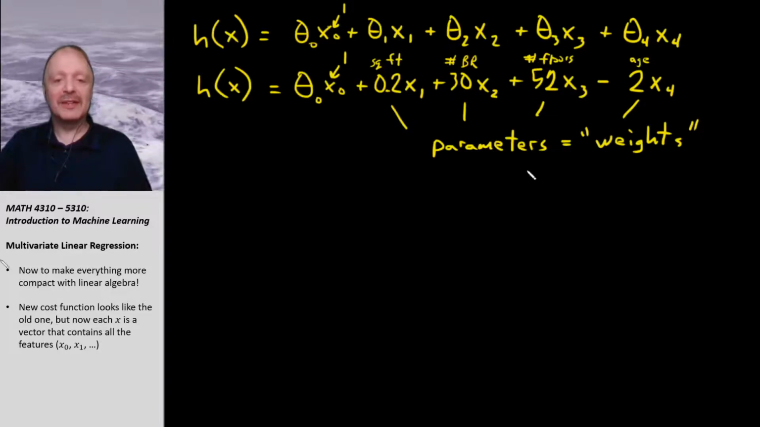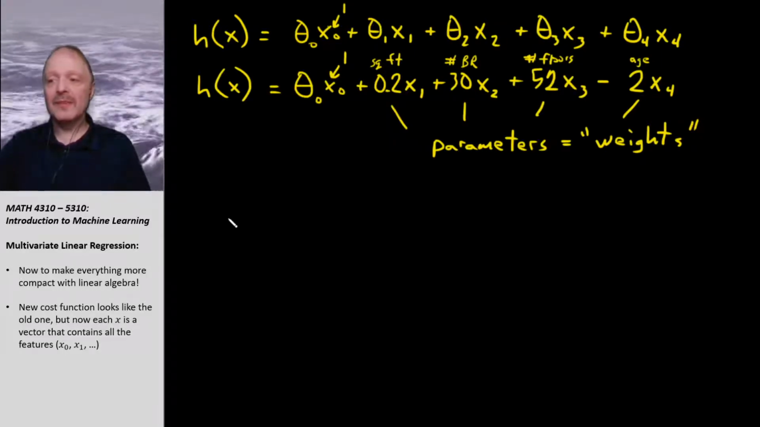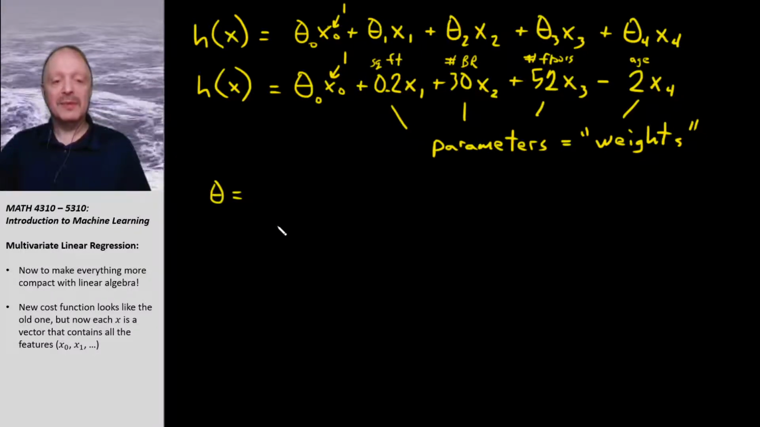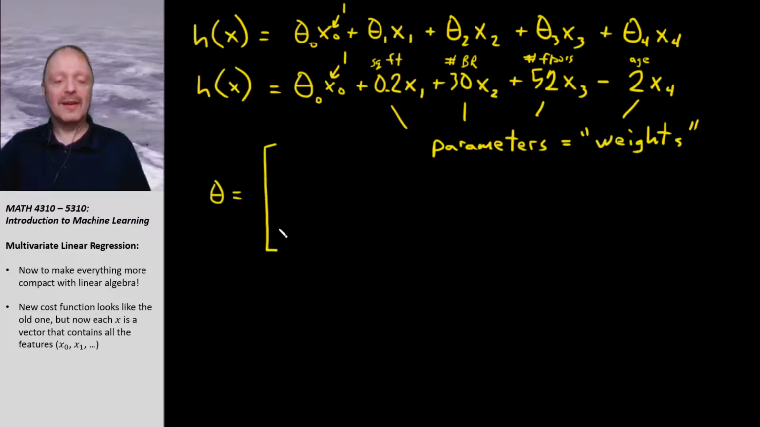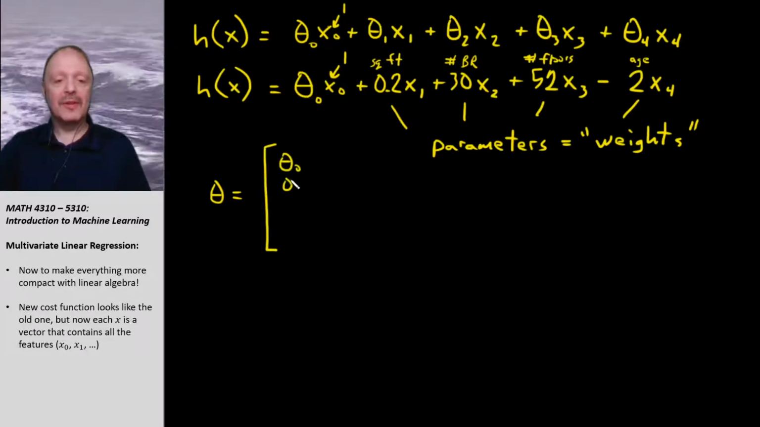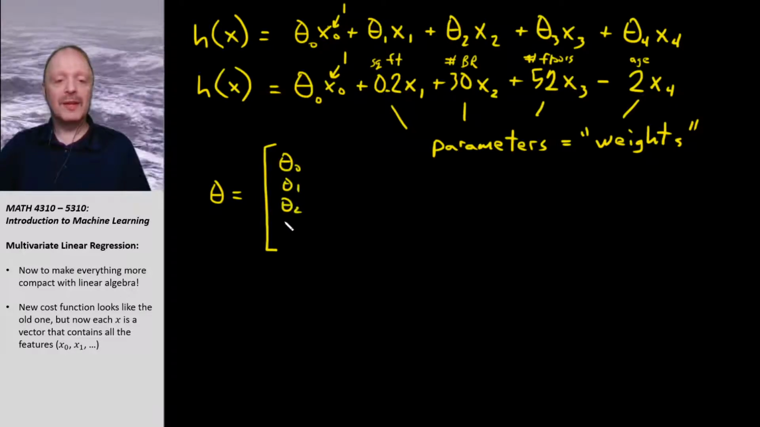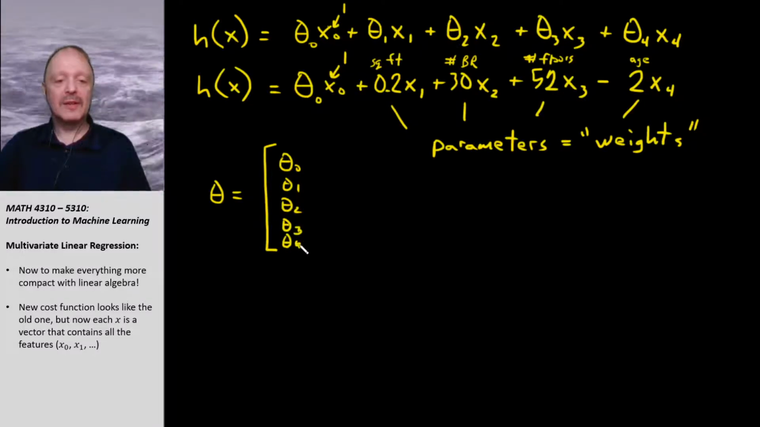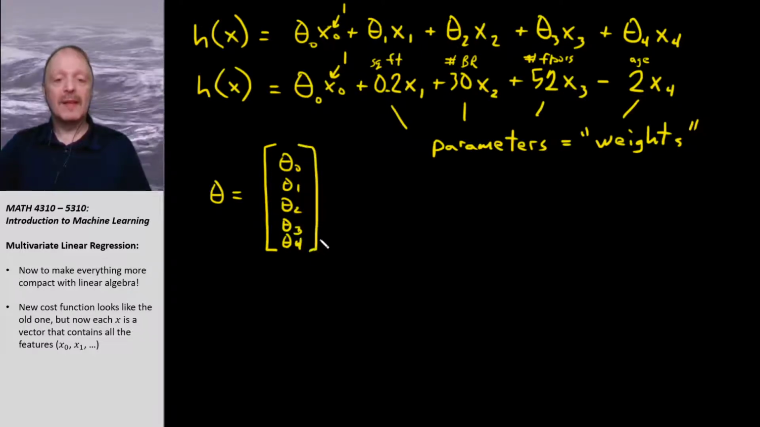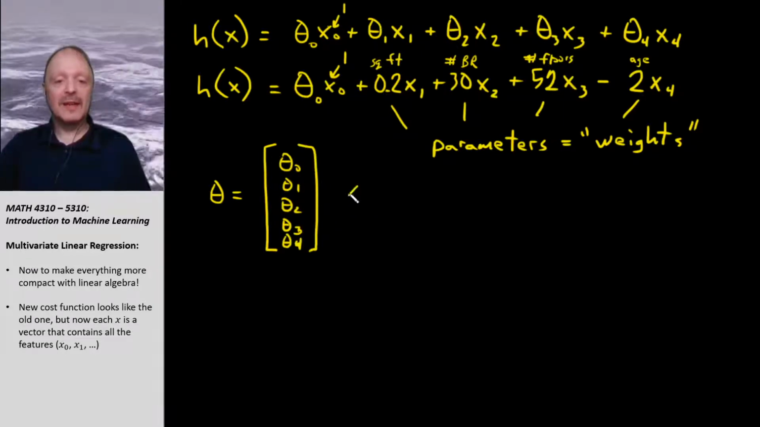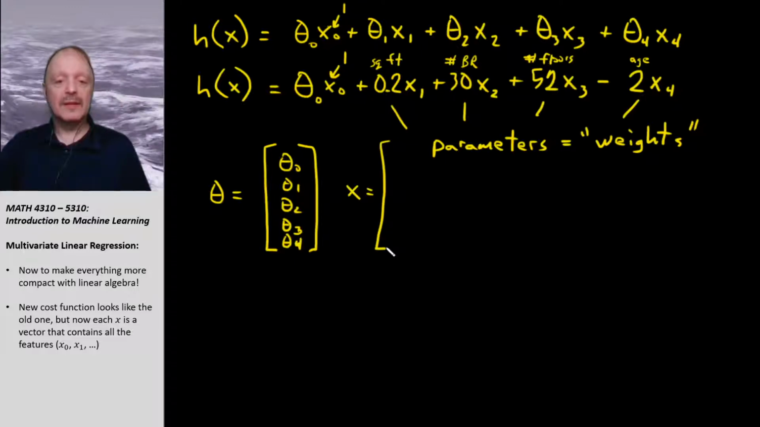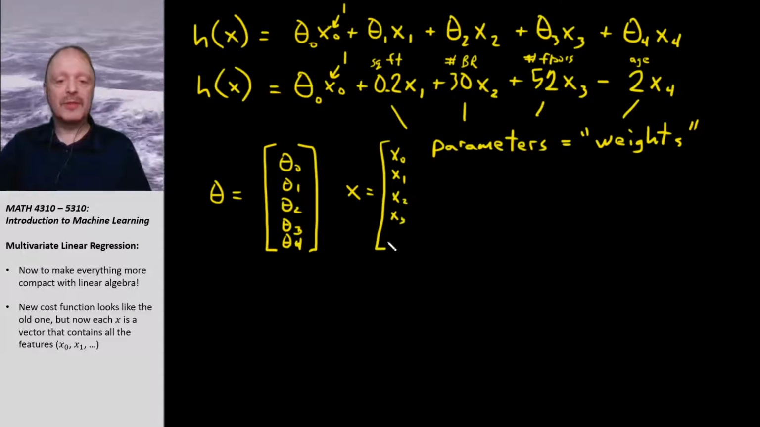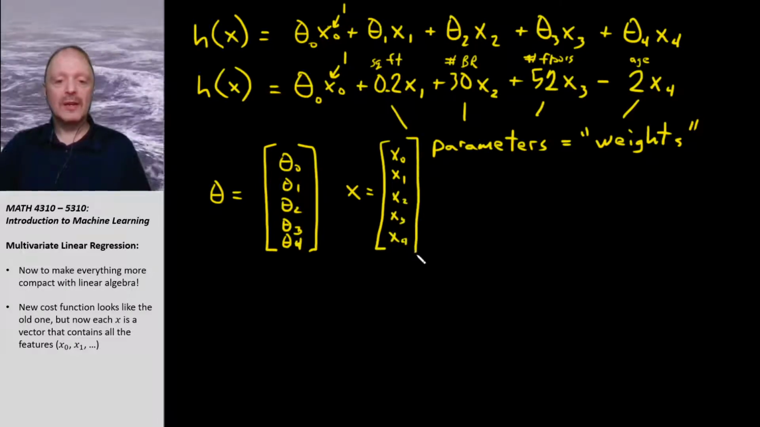make things more compact with linear algebra is I can say, well, I've got theta is going to be theta 0, theta 1, theta 2, theta 3, and theta 4 as a column vector. Okay? I'm going to do the exact same thing with x. X is going to be x of 0, x of 1, x of 2, x of 3, x of 4, like that.